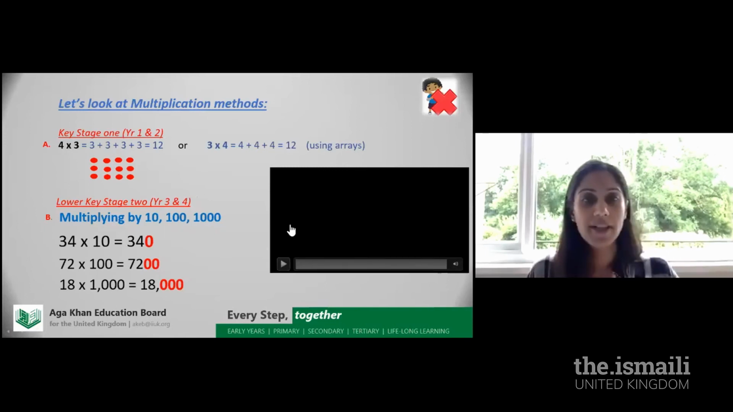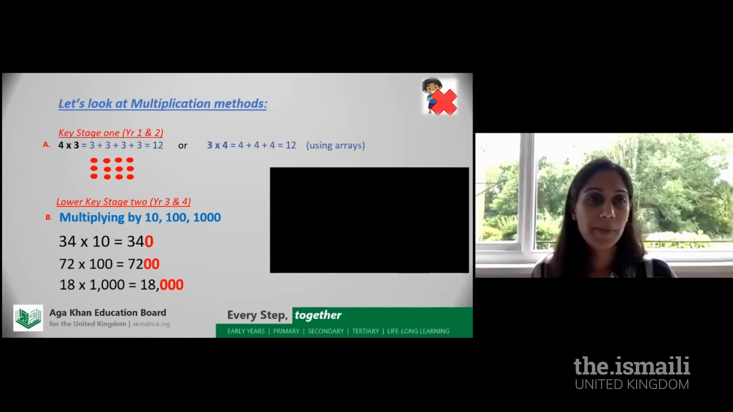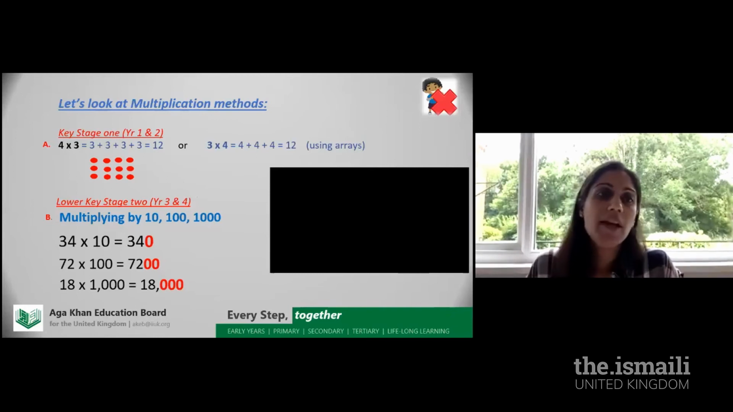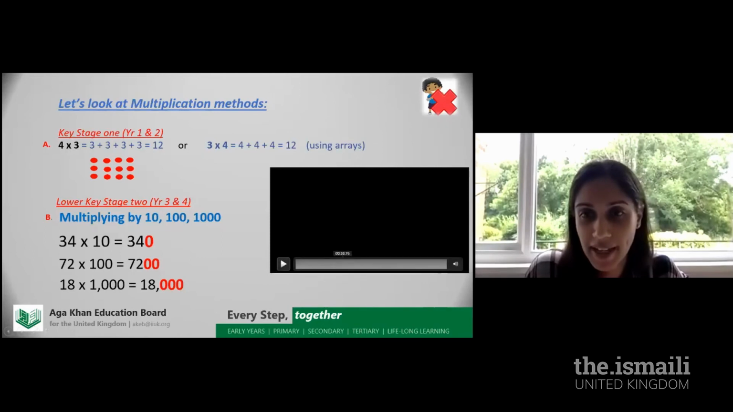So we're going to have a look at a few different types of multiplication methods here. If we look at the example in section A, we can see in Key Stage 1, an example would be 4 multiplied by 3. So 2 different ways of working this out. Children can use the repeated addition method. So that would be 3 plus 3 plus 3 plus 3. So 4 times, which is 12. Or you can use an array. So we're just going to watch a video here to explain exactly what an array is.